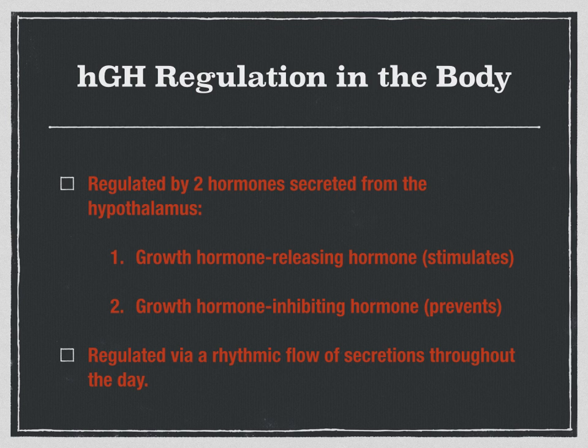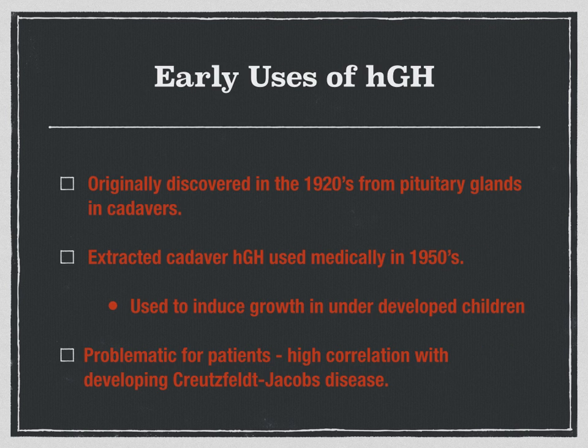One of the 2 hormones is secreted and travels to the pituitary gland where it binds and delivers the message to release or prevent the release of hGH. hGH is regulated using a rhythmic flow of secretions rather than a constant level of hGH maintained throughout the day. So there's kind of highs and lows of hGH in the body throughout the day due to this rhythmic flow of secretions.